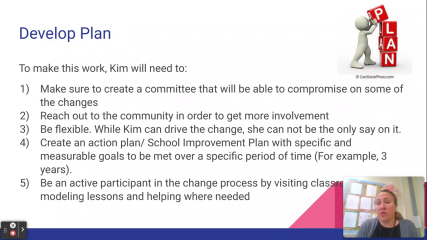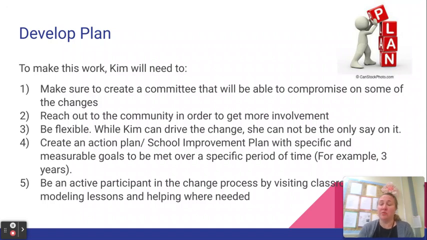In order to make this work, though, the most important thing for Kim to do first is create the committee that will be able to compromise on some of these changes. Reaching out to the community, being flexible. We know that Kim likes to be a change agent. However, she cannot be the only say on it. Otherwise, it's going to be quickly rejected. From that, you need to create the plan, some sort of action plan or school improvement plan with specific measurable goals to be met over a specific period of time.